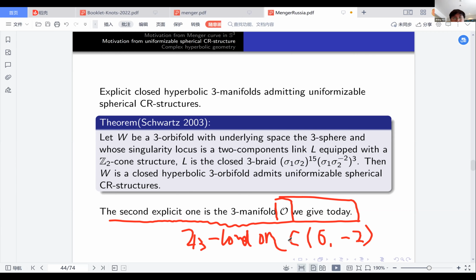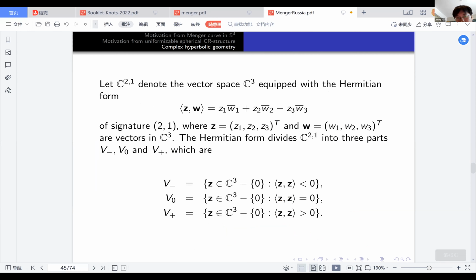So I think that this is the second part of my talk, on uniformizable spherical CR structures. Okay, and in the third part, I will talk a little on complex hyperbolic geometry and on the proof. Okay, so here, if we consider the vector space C^{2,1}, this is just the vector space C^3, but equipped with the Hermitian form right here, and this has signature (2,1).